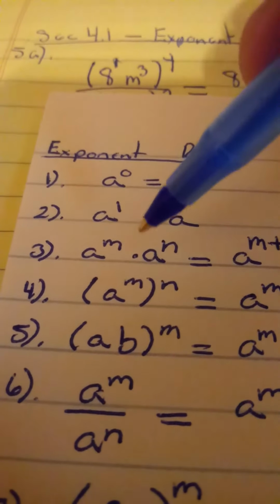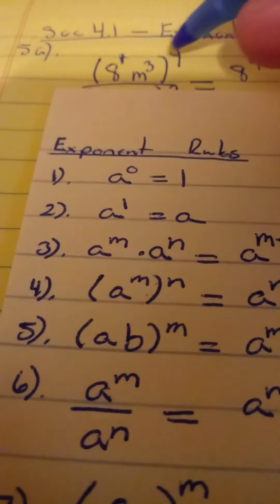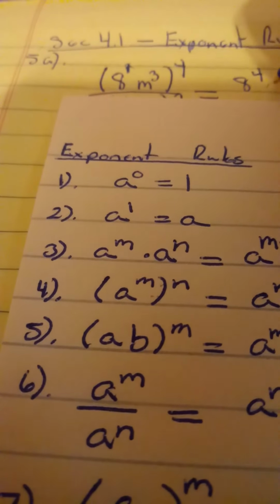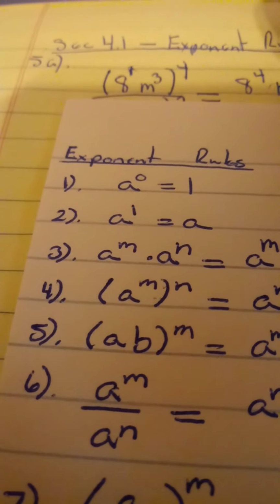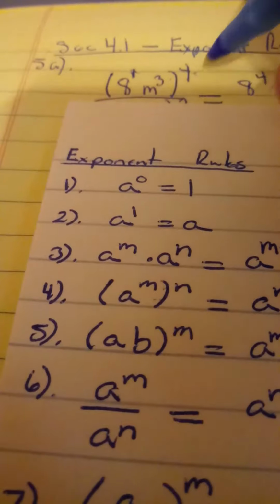And for the exponent here, we're going to go ahead and borrow a tip from this one. We're going to go ahead and multiply the exponents. So this will be m raised to the 12. We multiply 3 times 4.